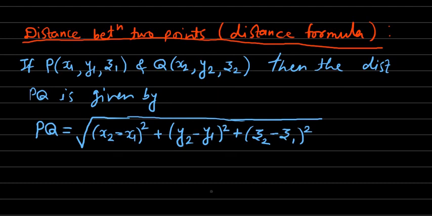This is the formula which we are going to use to find the distance between 2 points. This is our distance formula in space, which means that if we have 2 points in space, one point is P having coordinates x1, y1, z1, and another point is Q having coordinates x2, y2, z2.